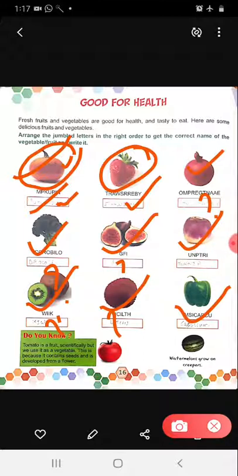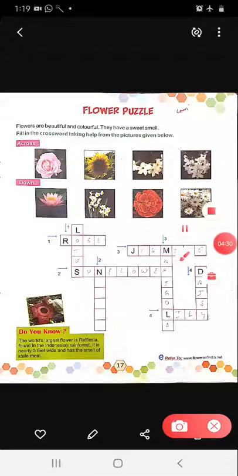Now we come to the next topic. The next topic of this chapter is the flower puzzle. We know that flowers are very beautiful and colorful. Every flower has a different color, the shape of each flower is also different, and the smell of each flower is also different from the others.